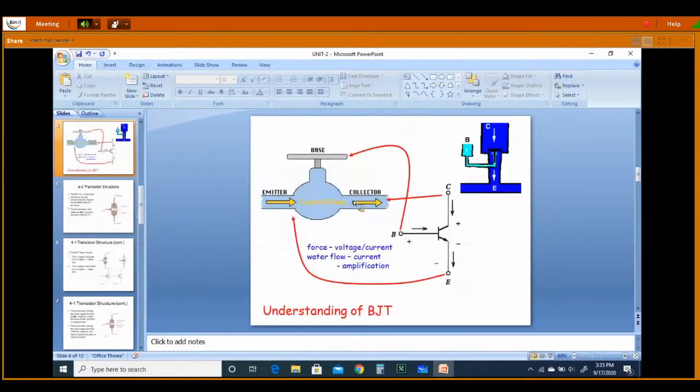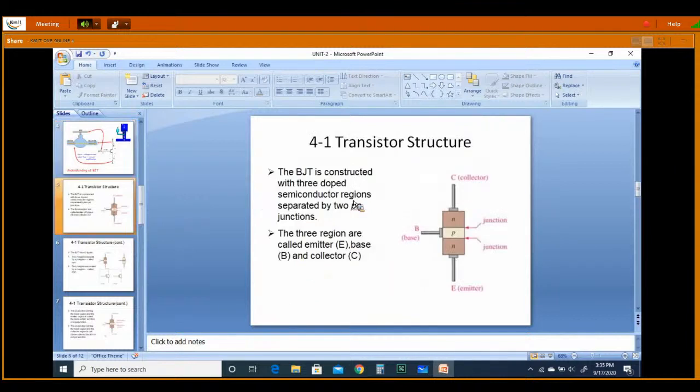Now once again I am revising what I discussed today. First of all, we discussed the BJT. BJT is a bipolar junction transistor. How is it constructed? It is constructed with 3 doped semiconductor regions, that means 2 regions separated by another region. There are 2 types of BJTs: one is NPN and the second is PNP. Each BJT has 3 terminals: the base, the emitter, and the collector.